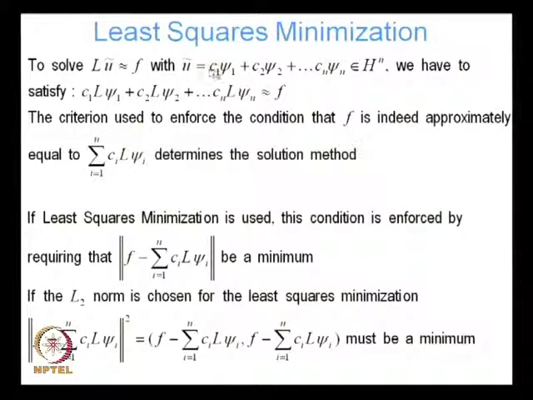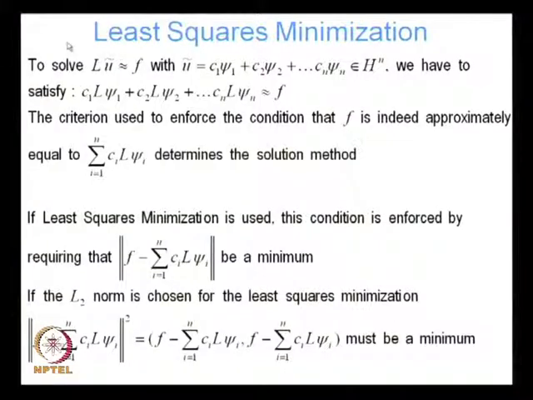My approximate solution is C1 psi 1 and so on and so forth, which is approximately equal to a linear combination of these. And we have seen that in the least squares method the residual must be orthogonal to these quantities, L psi 1, L psi 2, L psi n. It must be orthogonal to the building blocks of the quantity which is approximately equal to f.